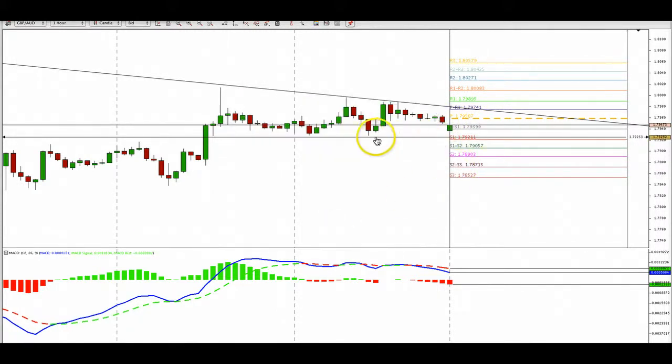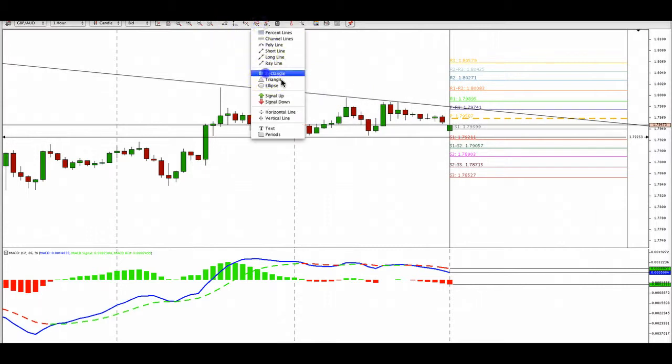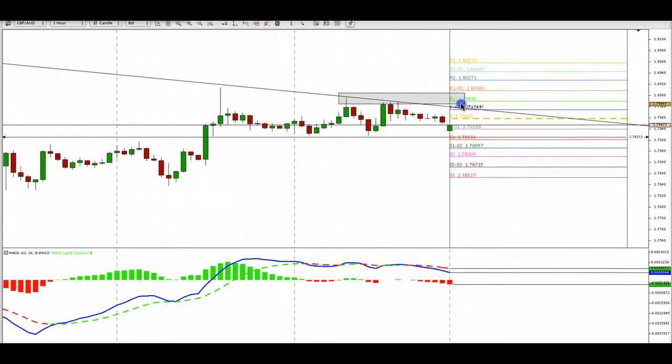So I'd like to see the price, if it's going to turn around and head north, break these resistance levels up here. Okay, and it is going into Monday. Monday's not the easiest day to trade because there are not many institutional traders on board until Tuesday.